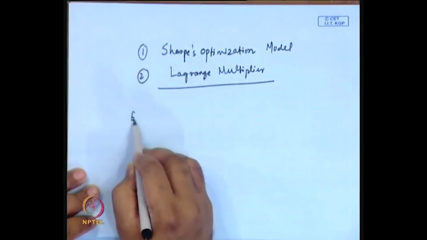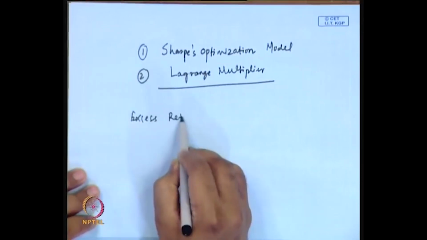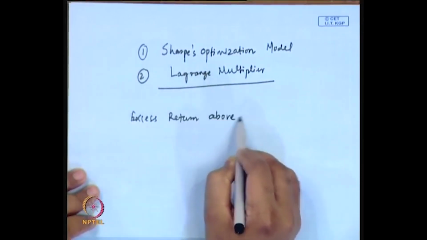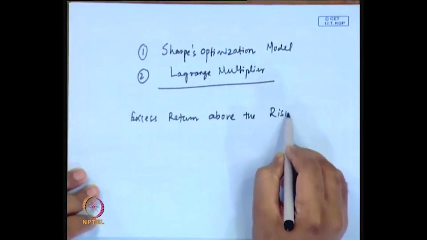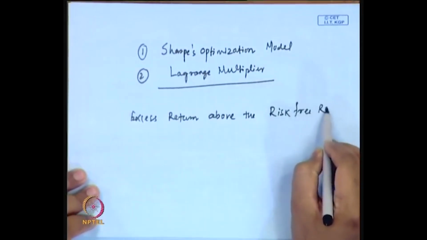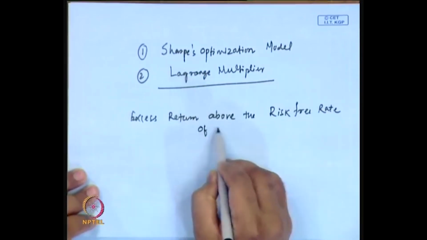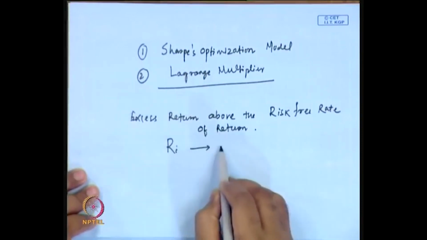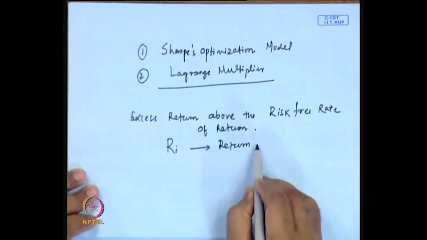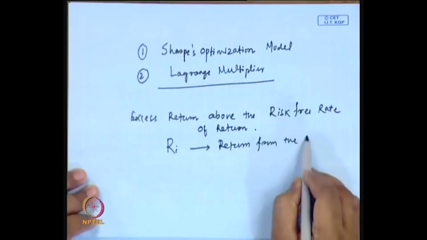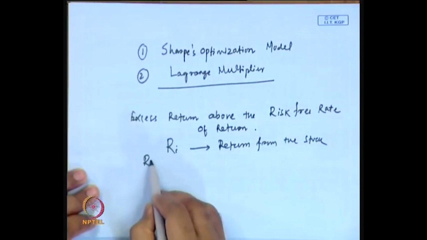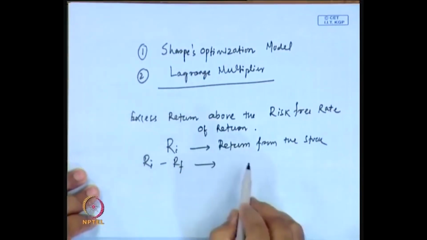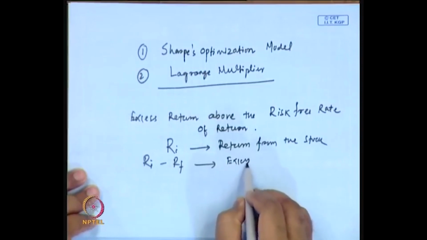He asked what we mean by excess return. The excess return is the return you are getting above the risk free rate of return. So, if Ri is equal to your return from the asset, from the stock, then Ri minus Rf, your risk free rate of return, gives you the excess return.